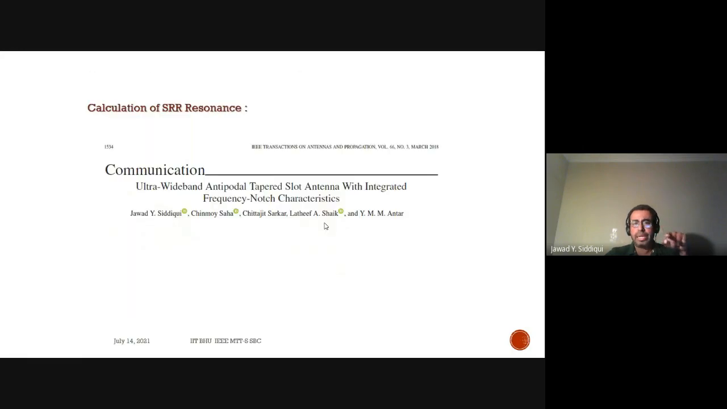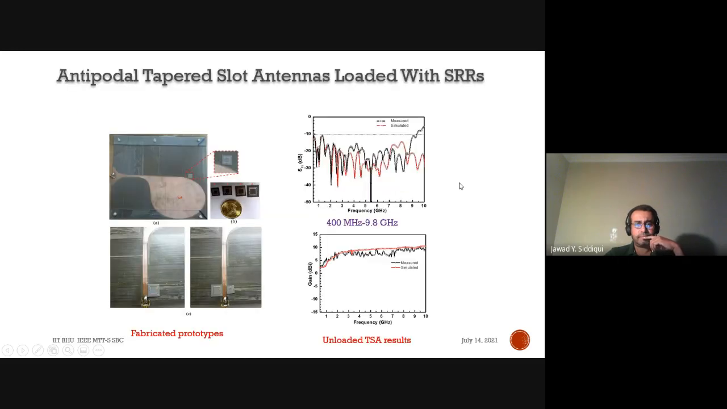Again, this was the calculation of the SRR resonance, which is very clearly defined in this paper, in the transactions published in 2018. And as you can see, these are the SRRs. It's a separately designed, fabricated SRR, very strategically placed on the radiator, in a well-planned design, where we just separately designed the split-ring resonators and placed them on the radiator. You can see, and we'll show you in the next slide, that this will really yield a stop band response.